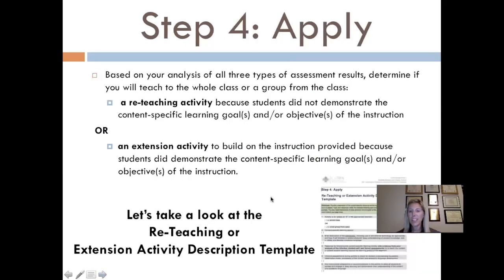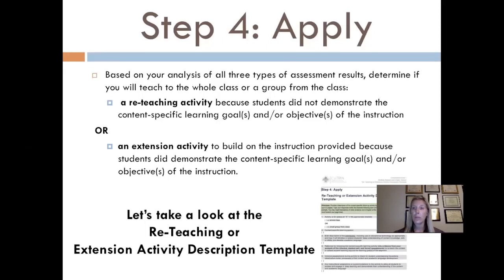Now we're on to step 4. This is the last step, and then you're done. Step 4 is the apply step. So it says, based on your analysis of all 3 types of assessment results, the informal, the self-assessment, and the formal assessment, determine if you will teach to the whole class or a group from the class, either a reteaching activity, because students did not demonstrate the content-specific learning goals or objectives of the lesson, or an extension activity to build on the instruction provided because students did demonstrate the content-specific learning goal.